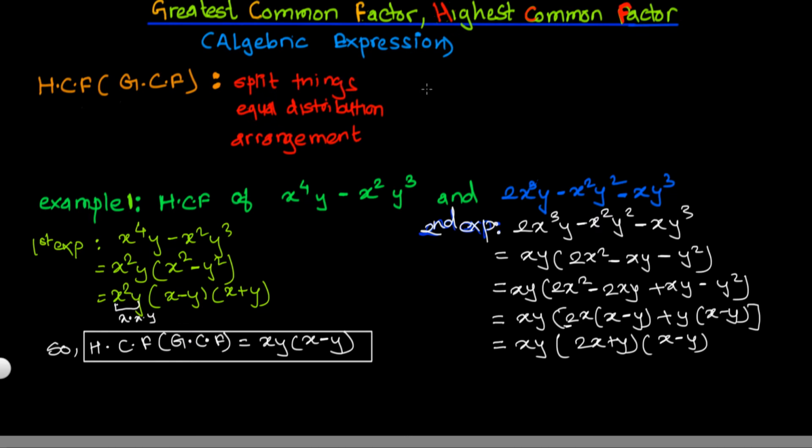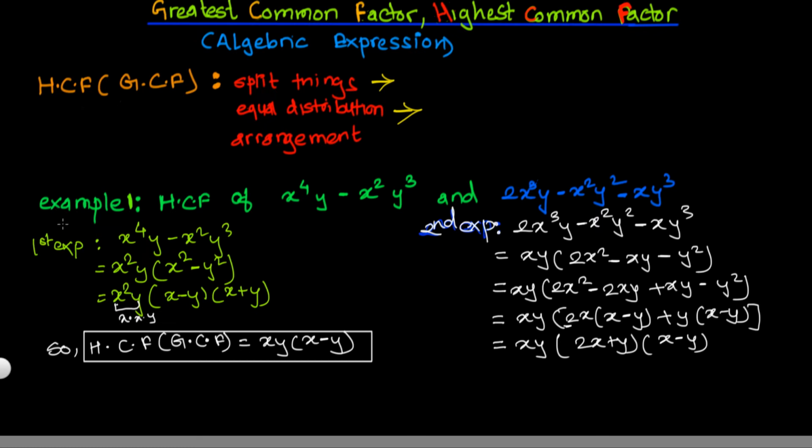So let me first tell you about some of its uses. If we want to split things, we use H.C.F to find out how much amount we can get. If we want to distribute equally, we can use the application of H.C.F. Similarly, if we want to arrange something, we can also use H.C.F or G.C.F, greatest common factor.